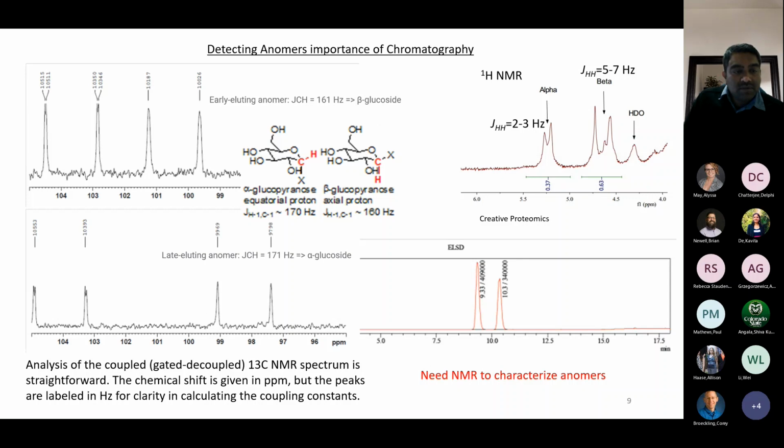And if we get a decoupled carbon-13 NMR, we see the peaks like this, with the early eluting anomer having a coupling constant. Coupling constant is the difference between the two peaks multiplied by the magnet frequency. So it is 161 hertz, which corresponds to beta glucoside, and 171 hertz, which corresponds to alpha glucoside, which is the late eluting anomer. And if we have glycoside, we can straight away go for simple proton NMR, where we can see that the alpha anomer is characterized by a coupling constant of 2 to 3 hertz, whereas the beta anomer, a little downfield shift, gives 5 to 7 hertz as coupling constant. So we need NMR to characterize.